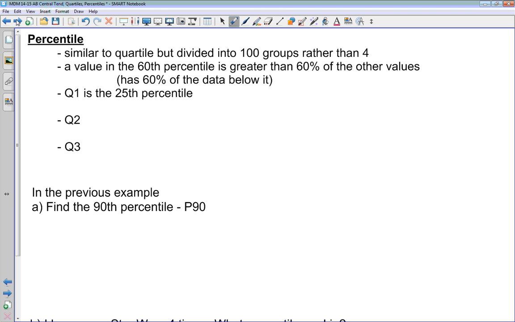So to put it in other terms, Q1 is our 25th percentile because it is bigger than 25%, or 1/4, of your data. Q2 is the 50th percentile.